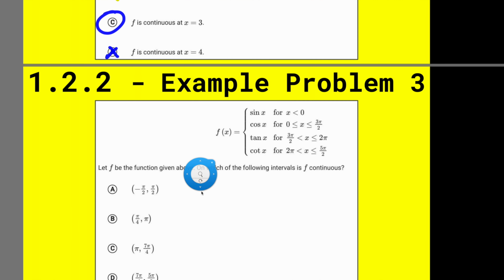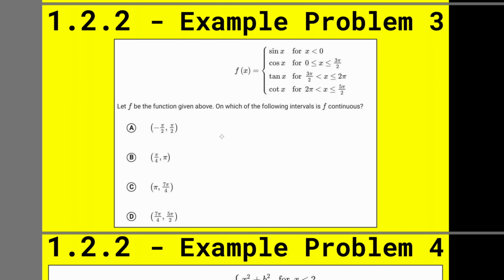Same kind of thing is occurring for example problem number 3. It says, let the function f be the function given above. Which of the following intervals is continuous? All right, so we're looking for where it's continuous. This one actually covers 2 pieces right here. So that means there's that overlap of 0, which is in between these two right here. And since it's different pieces and they're not equal to each other at 0, it cannot be A, because that means there's going to be a jump. The next one, pi over 4 to pi, that one actually is all in the same piece of cosine, and cosine is continuous, so B ends up being the answer for that one. But let's keep going through the other ones to see why it's not those as well.